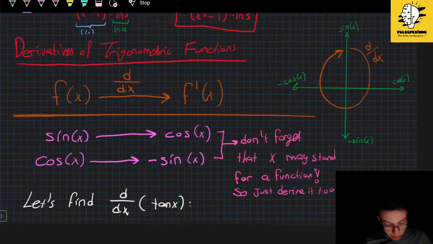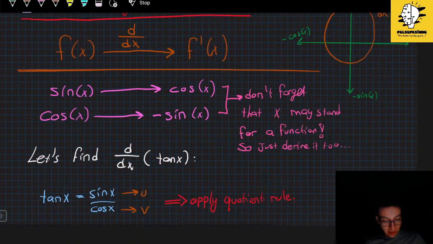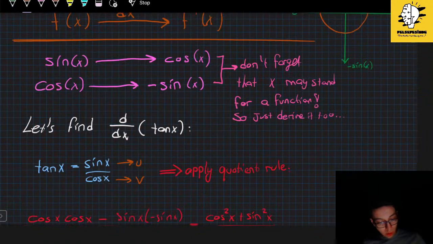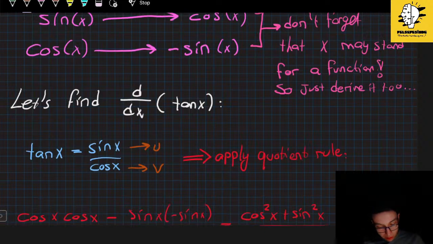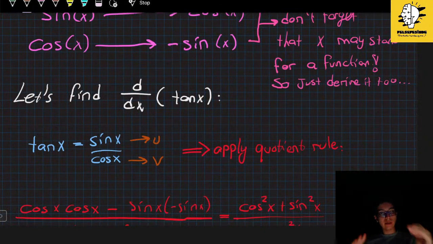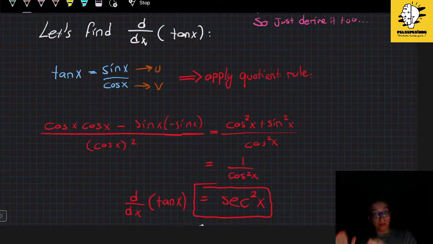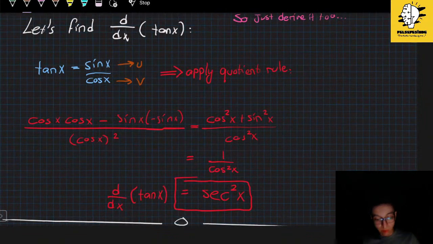So now it's time for tan x, right? We have to use the quotient rule. Why? Because tan x can be represented in the form of sine x over cosine x. So let's say, as Ege explained previously, sine x is u and cosine x is v. Applying the quotient rule, cosine x times cosine x minus sine x times negative sine x, over cosine squared x.